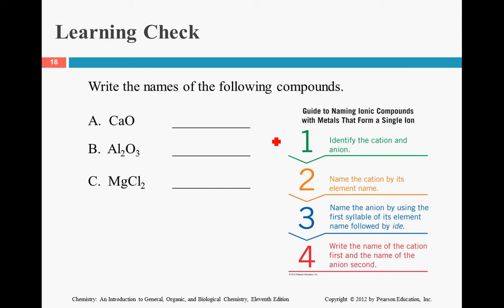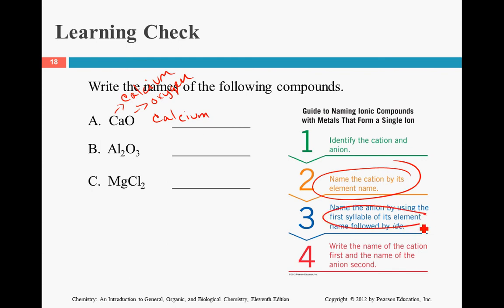We can do this again. Ca is calcium. And it's going to take some practice looking on the periodic table to figure out what these elements are. And O is oxygen. Name the cation by its element's name. So that's just calcium. Name the anion by the first syllable of the element. So that's ox. And then drop the rest and put "ide." Calcium's first because it's the cation. Oxide's second because it's the anion.